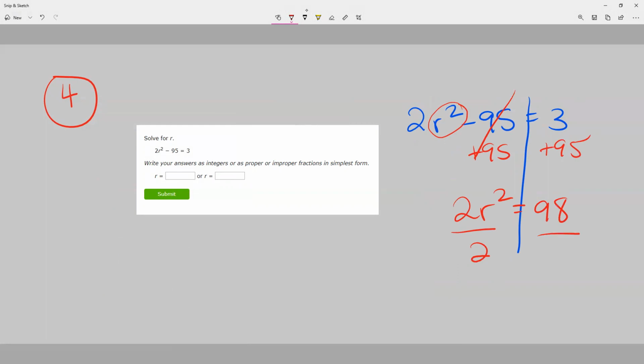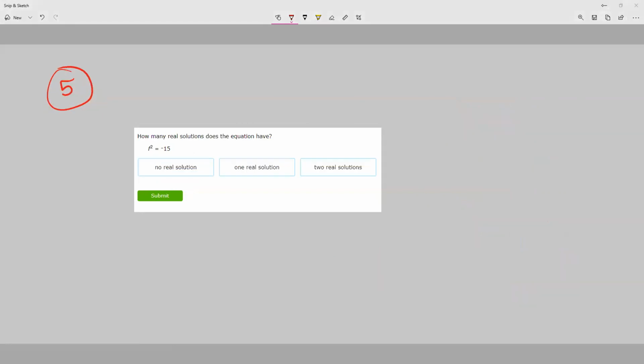And I'm going to divide out the 2. 49. And then if I take the square root of both sides, I end up with r is a positive or a negative 7. So I don't think it's too hard. I feel like it's so similar to linear that I'm sure you'll be fine. There are a couple of things to be aware of.